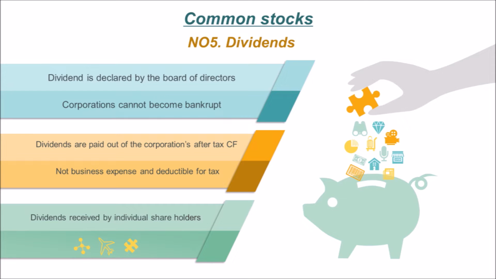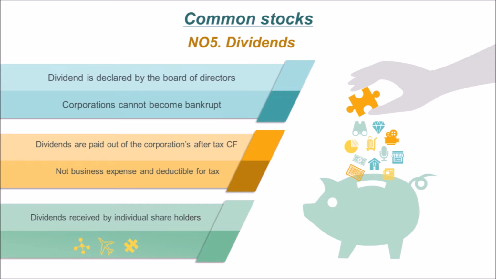And we have dividends. Corporations are legally authorized to pay dividends to shareholders. The payment of dividends is at the discretion of the board of directors. So first, unless a dividend is declared by the board of directors of a corporation, it's not a liability of the corporation. And a corporation cannot default on an undeclared dividend, and therefore a corporation cannot become bankrupt because of non-payment of a dividend.